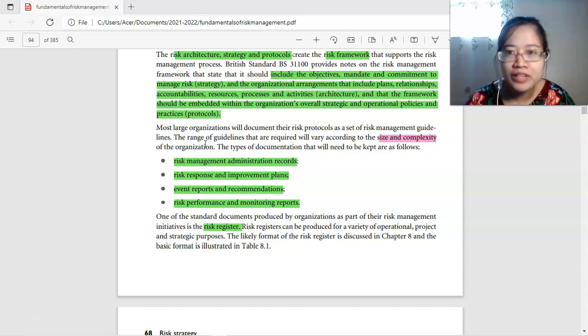Compared mo sa isang, let's say, nationwide ang operations ng company, or yung iba pa, multinational ang operations ng company. Okay? So, sometimes, the bigger the scale, the more complicated are the risks that they face. Okay? So, ito yung mga types of documentation na kailangan nila: Risk Management Administration Records, Risk Response and Improvement Plans, Event Reports and Recommendations, Risk Performance and Monitoring Reports.